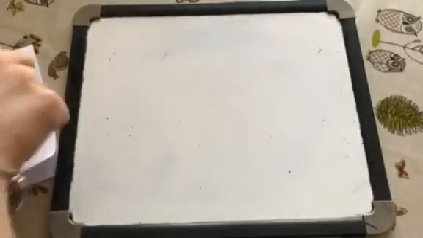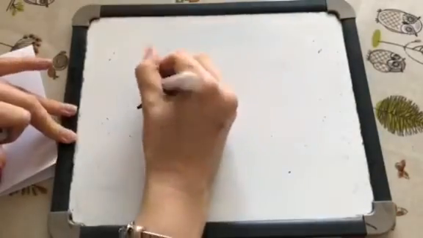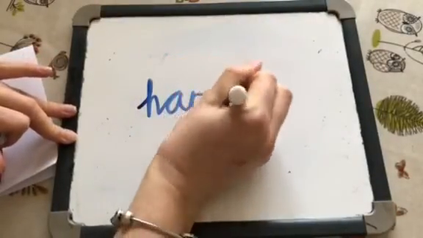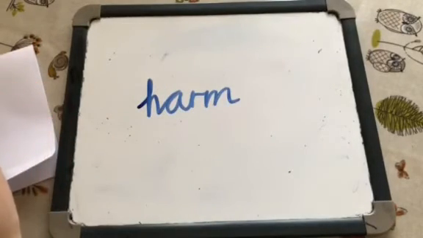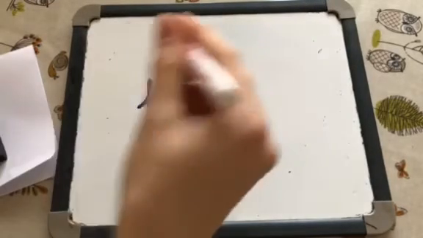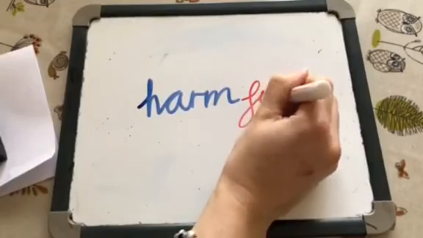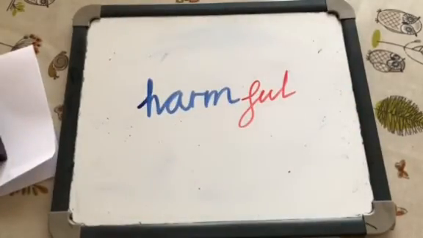The next one is harm. Harm. Thinking about those poor orangutans. Deforestation is harmful to the orangutans and to lots of animals that live in the rainforests. Harmful. So harm to harmful. Just add my full suffix.